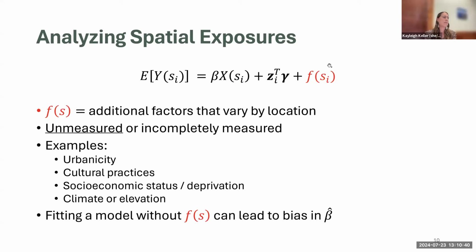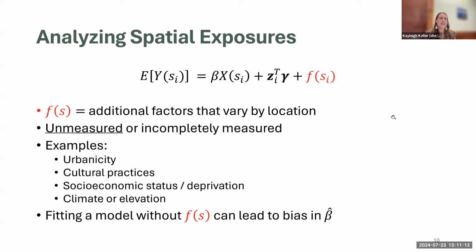And so we have this unmeasured term here. We can also have confounding by space that's due to geophysical characteristics. So this can be like climate or elevation, which can be related to health outcomes as well as related to environmental exposures. So sometimes it's social characteristics or characteristics of the ways individuals live, and sometimes it might be confounding by location due to geophysical characteristics. And so if we ignore this term, we can have bias in our health estimate.